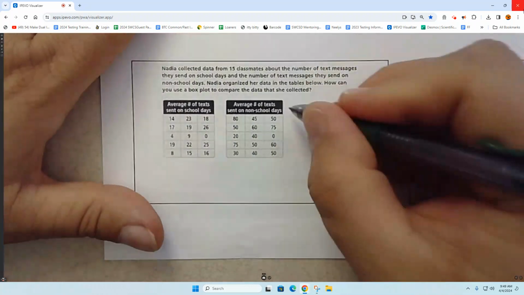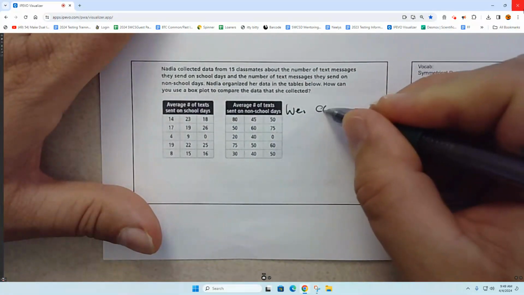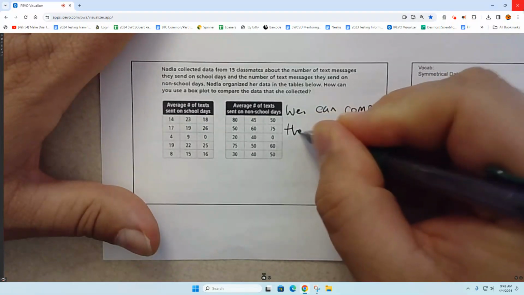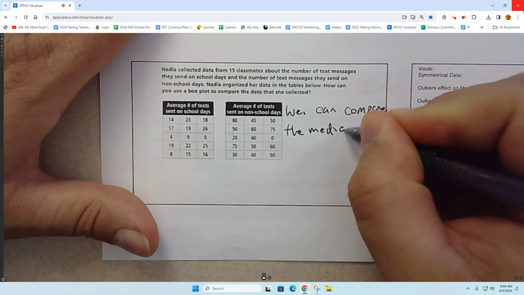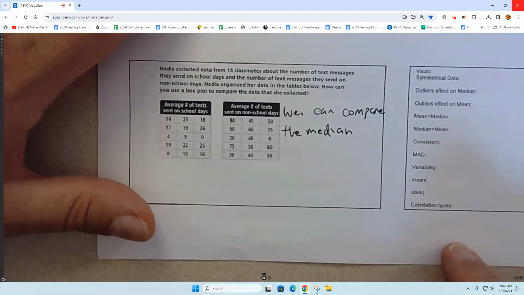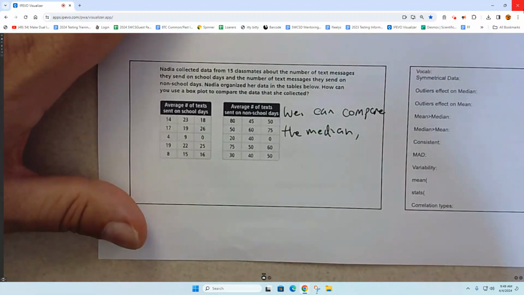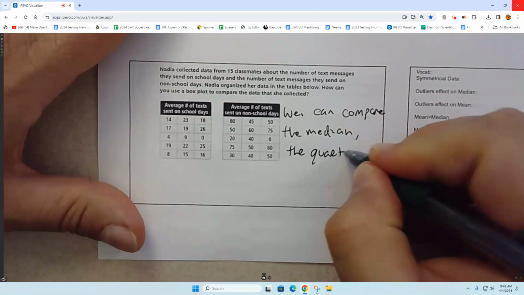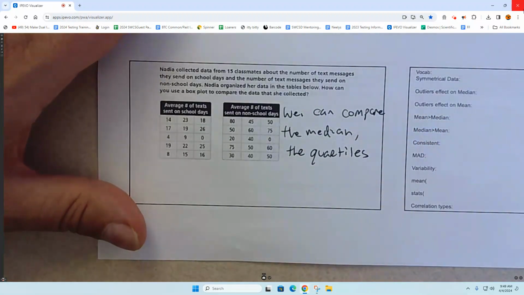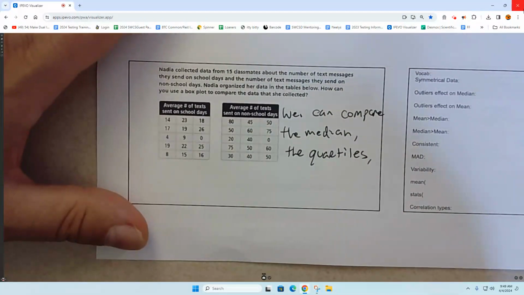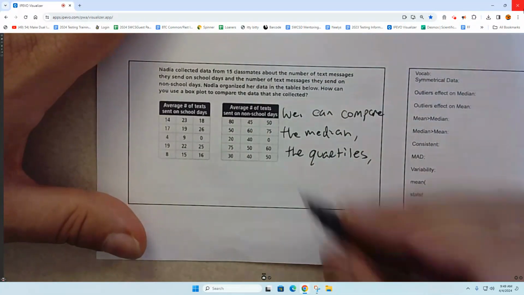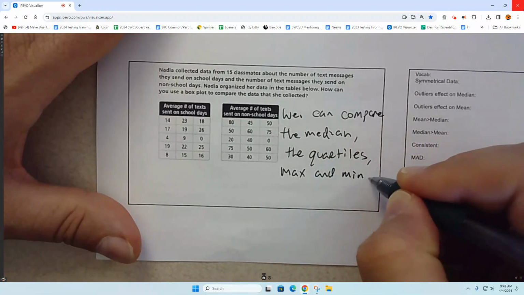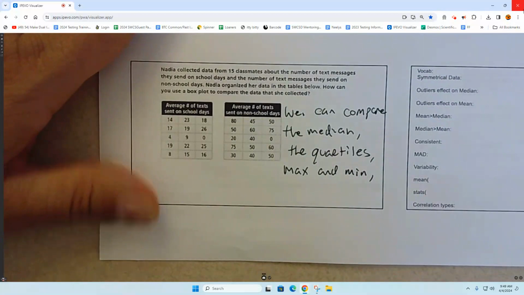Okay. So we can compare the median. What else does it give us? It's the quartiles. Okay. The quartiles. What else does it give us? It gives us the max, and min, and then the last thing that we just talked about, the IQR.